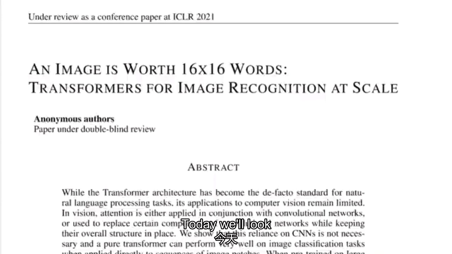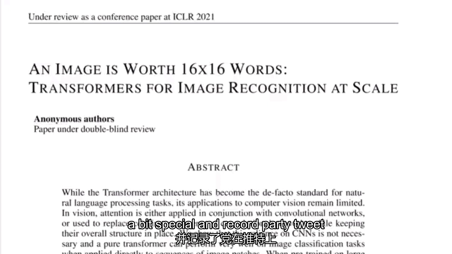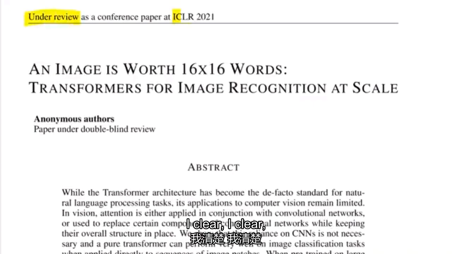Hi there. Today we'll look at "An Image is Worth 16x16 Words: Transformers for Image Recognition at Scale." So this paper is a bit special. Andrej Karpathy tweeted this out, and I'm going to guess many of you have seen it already. It's a paper that's under review at ICLR.